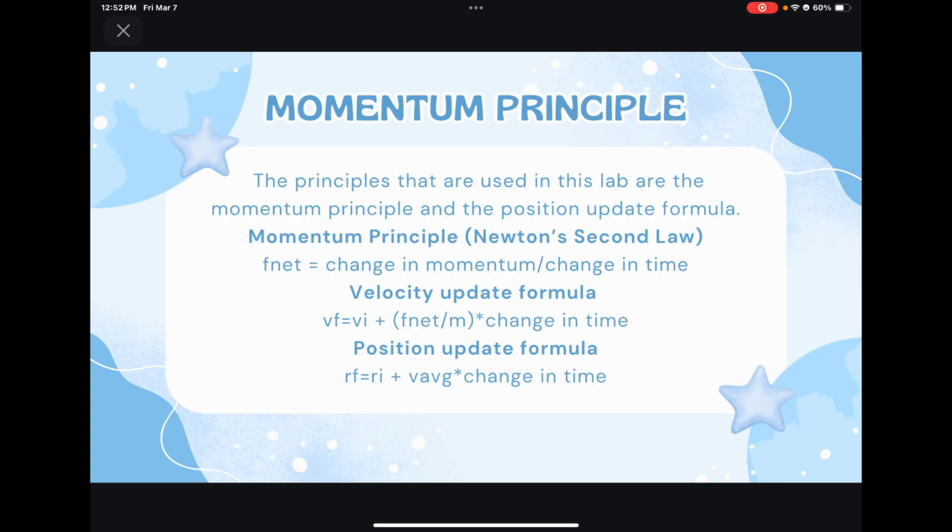The momentum principle was also applied. The momentum principle can be defined as follows: F net equals the change in momentum over change in time. The velocity update formula was applied as well, where Vf equals Vi plus F net over m times change in time. The position update formula was also applied, where Rf equals Ri plus V average times change in time.